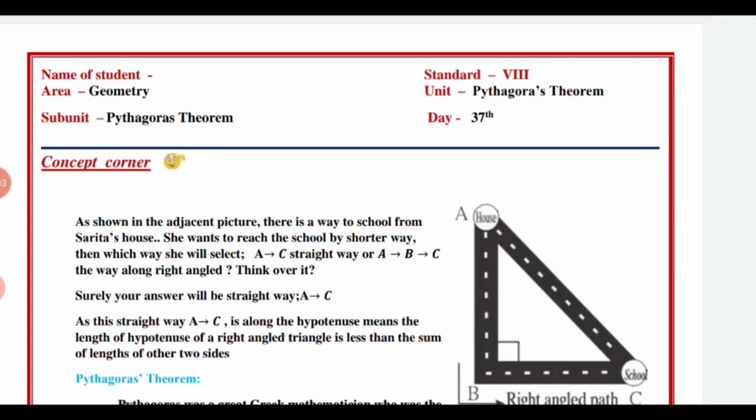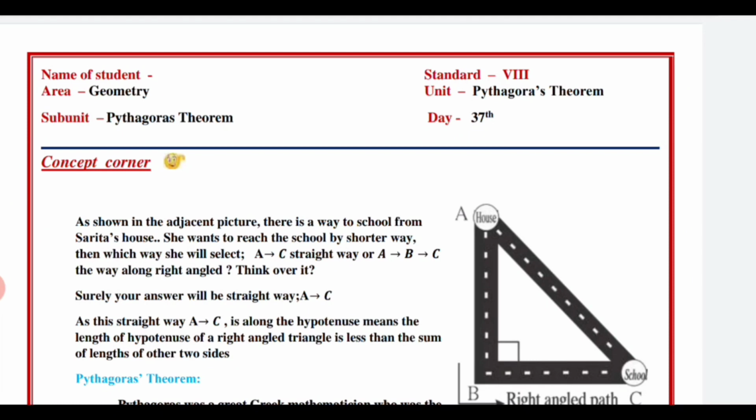We have come to day 37 now. Day 37 is dealing with area geometry. The unit is Pythagoras' theorem and the subunit is again Pythagoras theorem. You all have learnt Pythagoras theorem last year in your 7th standard. So what is there in the concept corner?